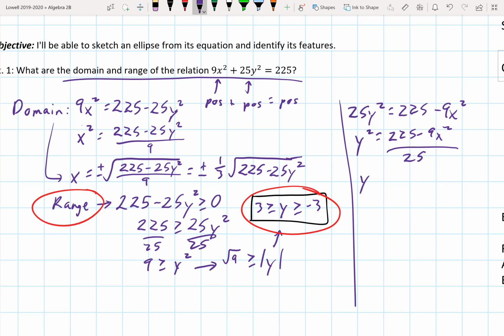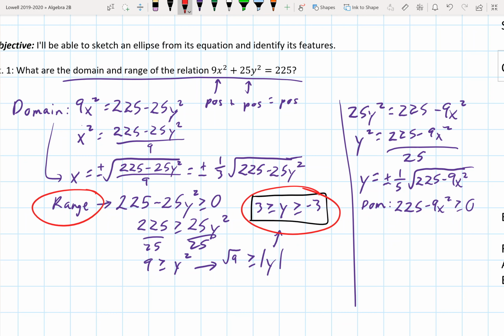And I'll take the square root of both sides. Now, this is just like before, I could take the square root of 9 out. I'm going to take out the square root of 25, just makes the algebra a little bit easier. So I'll have y equals plus or minus 1/5 the square root of 225 minus 9x squared now. And so similarly, to find our domain, I need that 225 minus 9x squared to be at least 0.